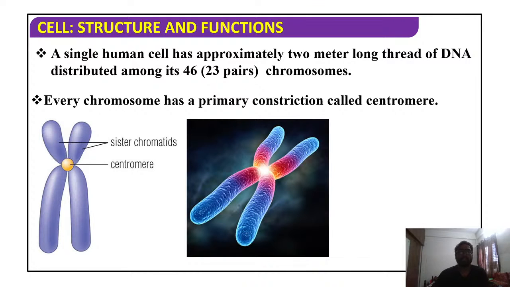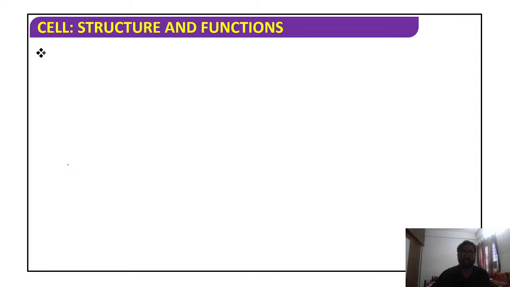You see students, a single human cell has approximately 2-meter thread, which is nothing but the 23 pairs of chromosomes we have. Each chromosome has a primary constriction. You can see it on the screen. This primary constriction is called the centromere, and the chromosome has two chromatids called sister chromatids.